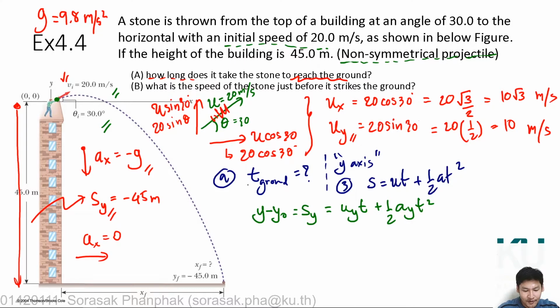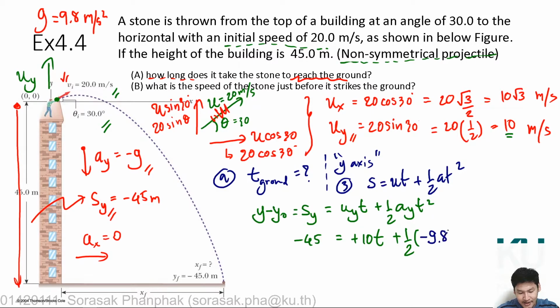Now you sub all the information you already know. The displacement is minus 45. The uy is in the upward direction, because it's thrown in this direction. So it's plus 10 multiplied by t, and then you have 1 over 2, and your ay, sorry, not ax, this is your ay, which is minus g, which is minus 9.8, right? And t square.